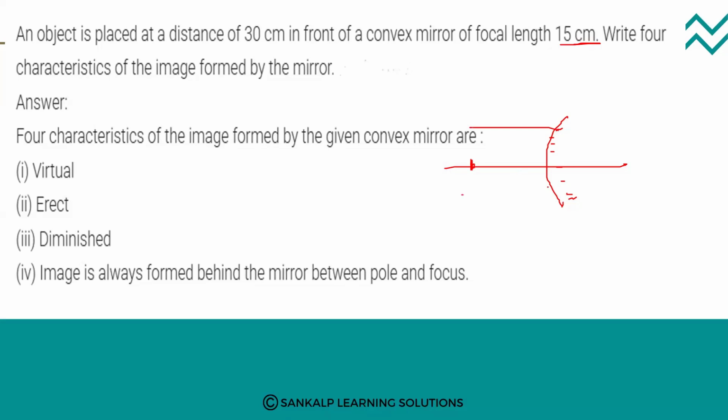When it is a convex mirror and the object is like this, the rays are coming like this. After reflection, the rays go like this and the image is formed at this position. Therefore, the image is always formed behind the mirror between pole and focus. Okay.